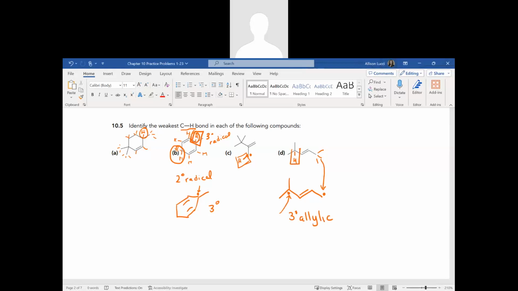So this CH bond would therefore be our weakest, because the resultant tertiary allylic radical is more stabilized than the primary.